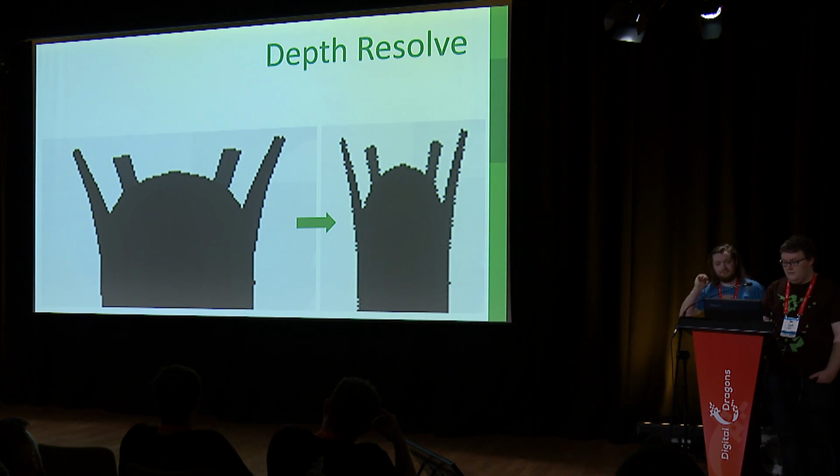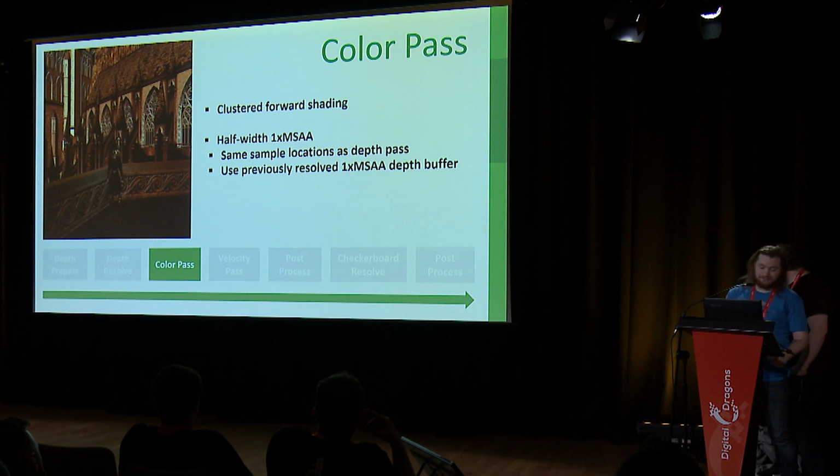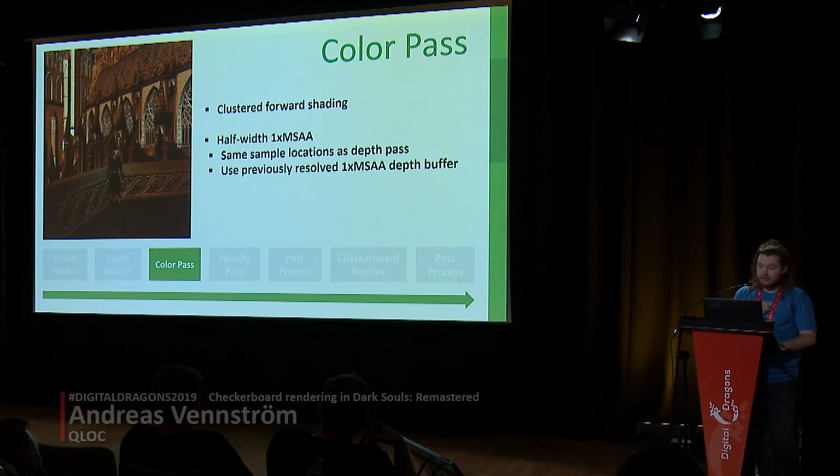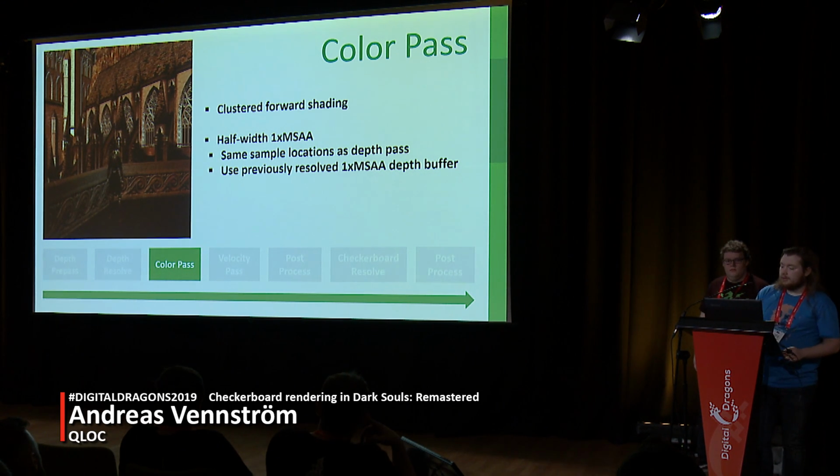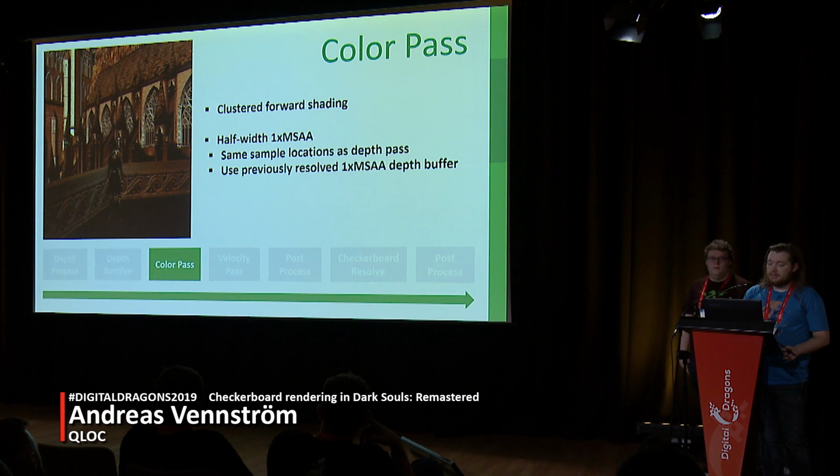All right. The next thing we render is the color pass. In Dark Souls Remastered, we use a clustered forward shading technique. We experimented with various methods like deferred rendering, but settled on the one that most closely matched the original pipeline for parity reasons. The color pass renders to a half-width, single-sample render target. We also set the same sample locations as the depth pre-pass, and because of this, we can use the resolved buffer from the previous pass, and depth testing will work as intended.